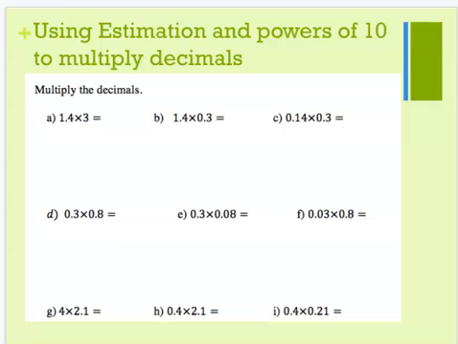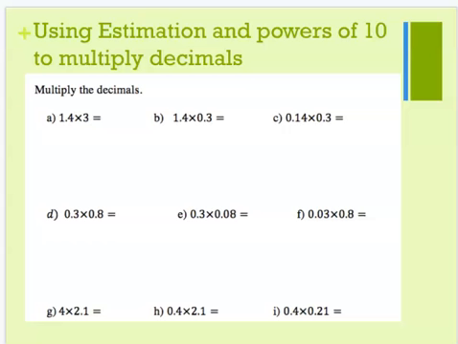You can use the same idea in estimating and using powers of 10 to multiply decimals. So if we were trying to multiply 1 and 4/10 times 3, first I want you to think about that. 1 and 4/10 times 3. That would be about 1.5 copies of 3. So 1 copy of 3 would be 3. A half a copy of 3 would be 1.5. So if we add those two together, 3 plus 1.5, our answer should be around 4.5.